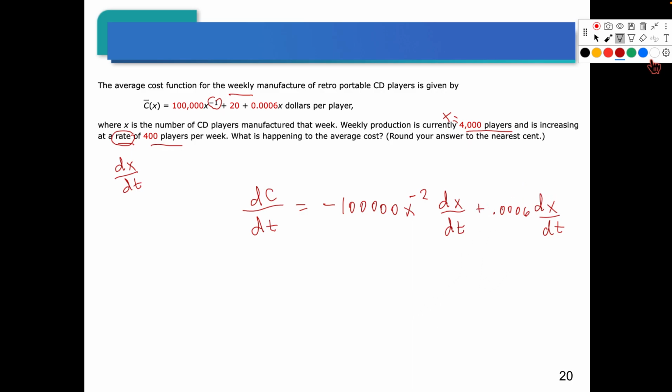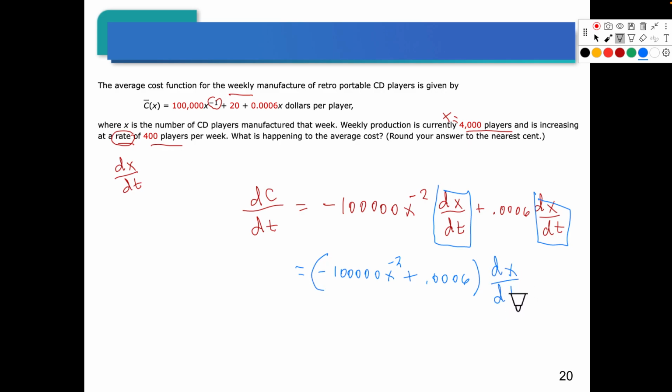Now when we have two dx dt's, we can factor them out, or we could plug them in, however you want to deal with them. I might say, oh, there's a dx dt, there's a dx dt. Let me factor them to the back. Let me rewrite this as minus 100,000 x to the minus 2 plus 0.0006, times dx dt, and that's equal to dc dt.